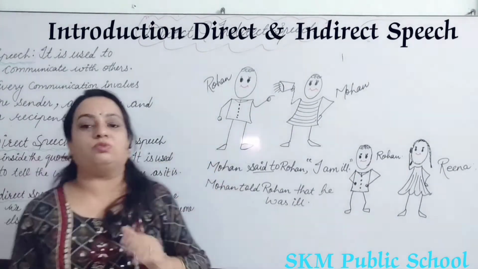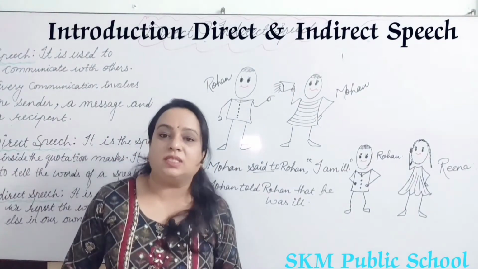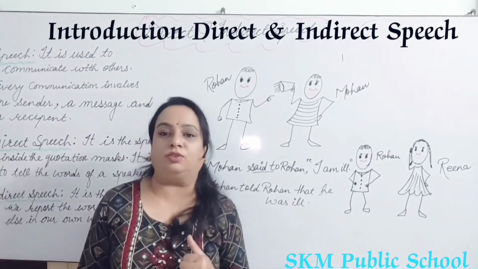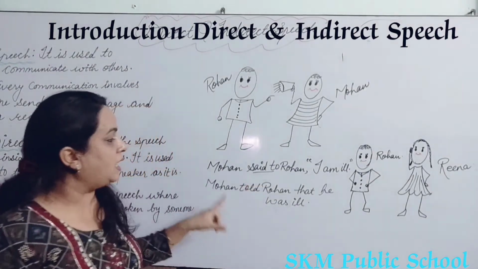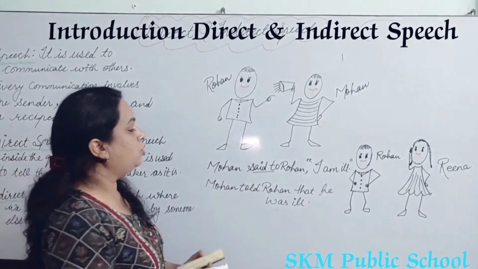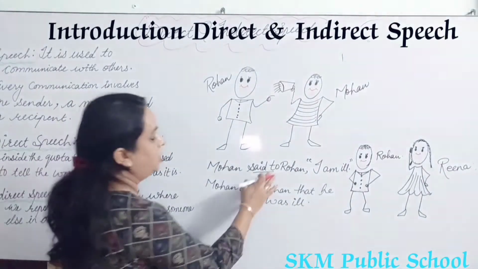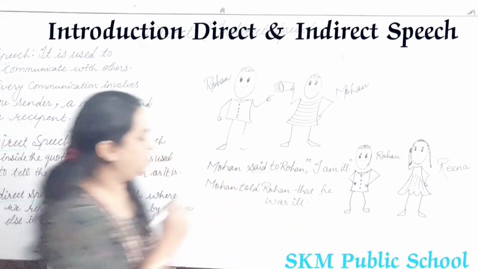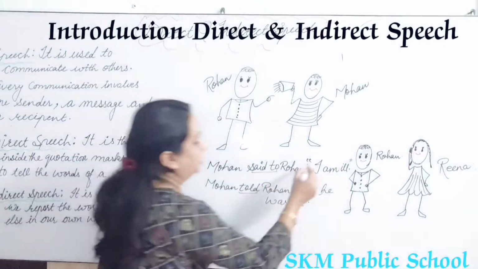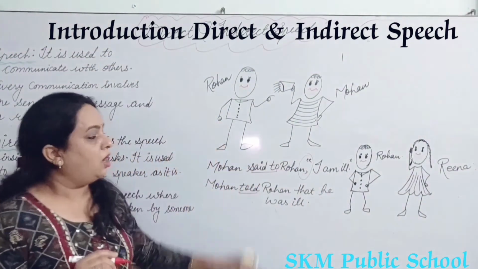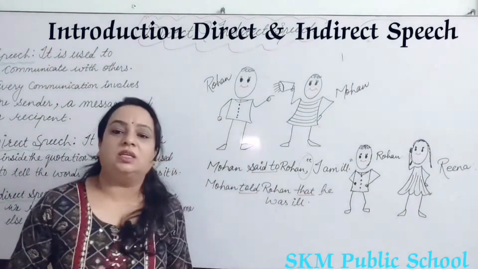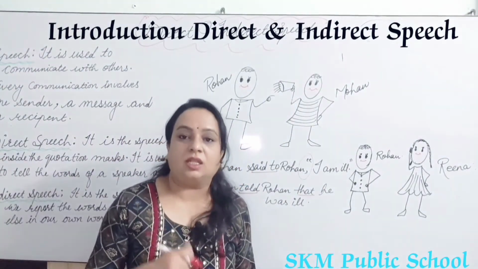So I hope you understood this with the help of examples, what is direct speech and what is indirect speech. Now 2-3 more things we have to learn about this. So let's see what that is. Here you noticed that at the place of said to, I changed it to told, right? This comma I changed with that. So why does this happen? Let's understand this also.